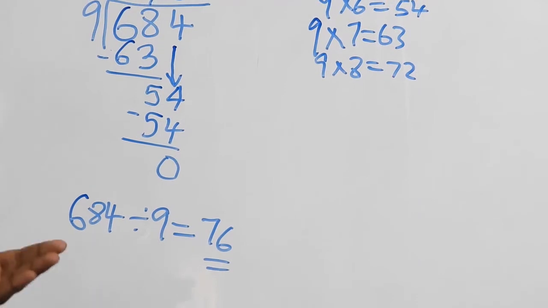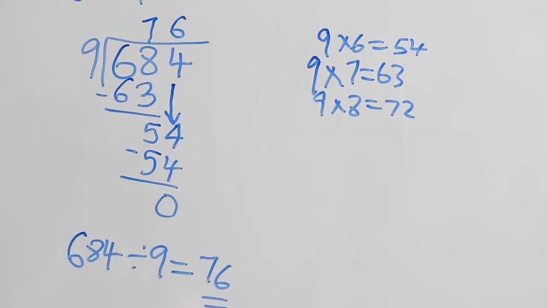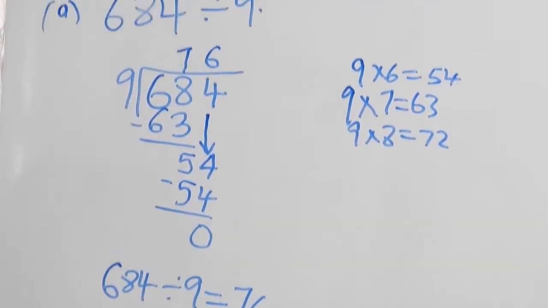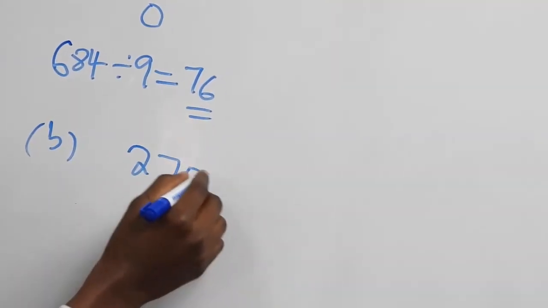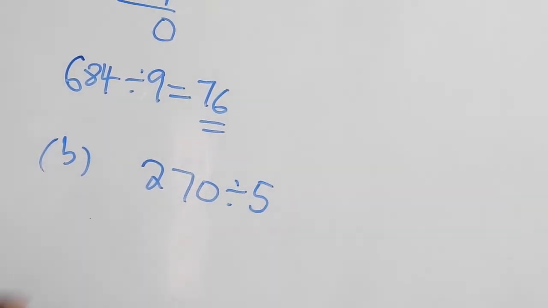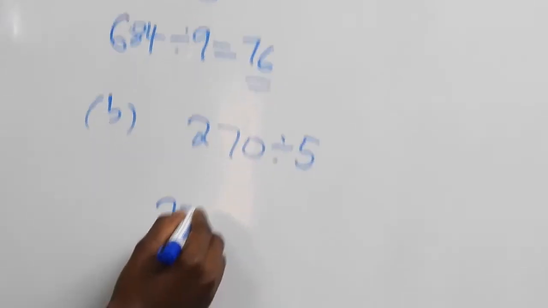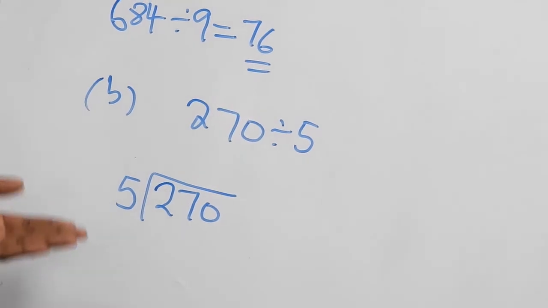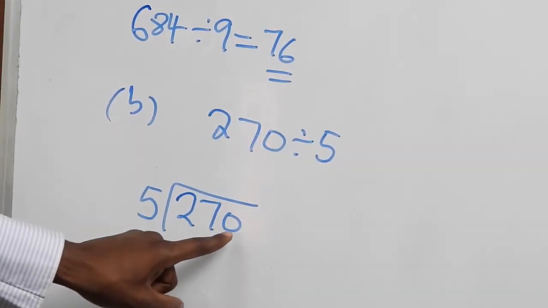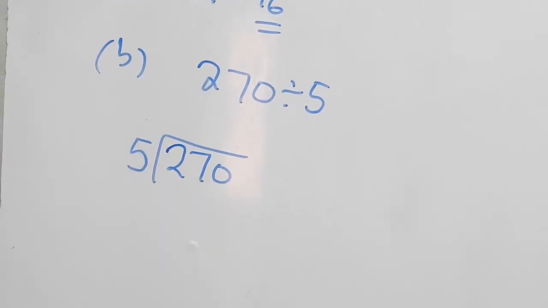Sometimes we can have instances where we have a number ending in a 0. We look at an example like 270 divided by 5. Again, just like in this example, we write as follows: 270 divided by 5. In this example, we want to see the significance of this 0 in this number to show that it is very, very significant. Again, we start.